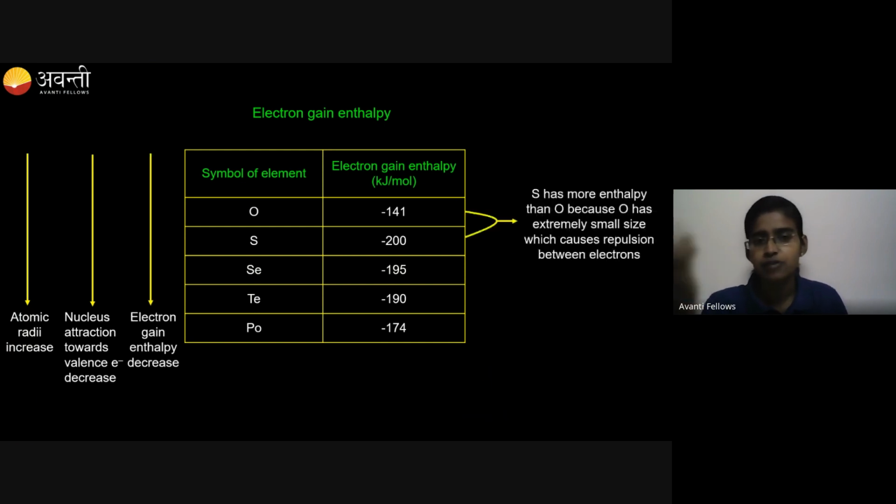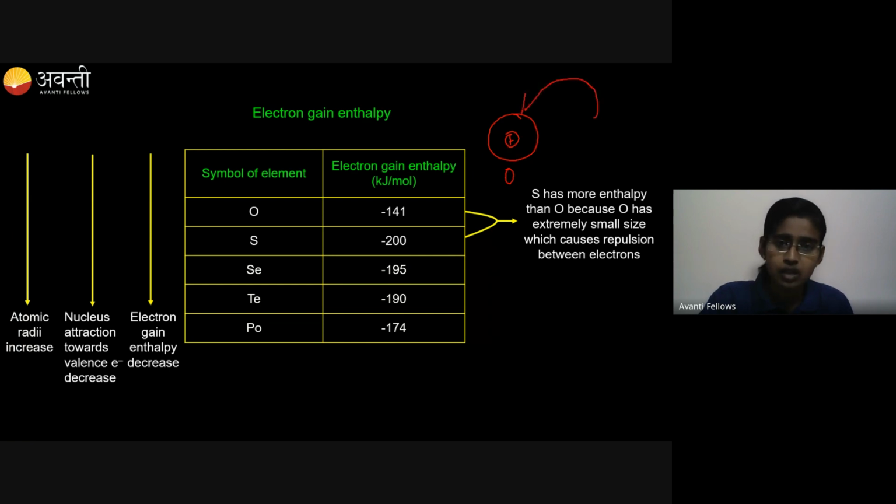But for sulfur and oxygen, it is an exception because oxygen is very small in size. This is the nucleus of oxygen. It is very, very small. If I want to add one electron to this oxygen from outside, I have to spend more energy. I have to spend more energy to add the electron.